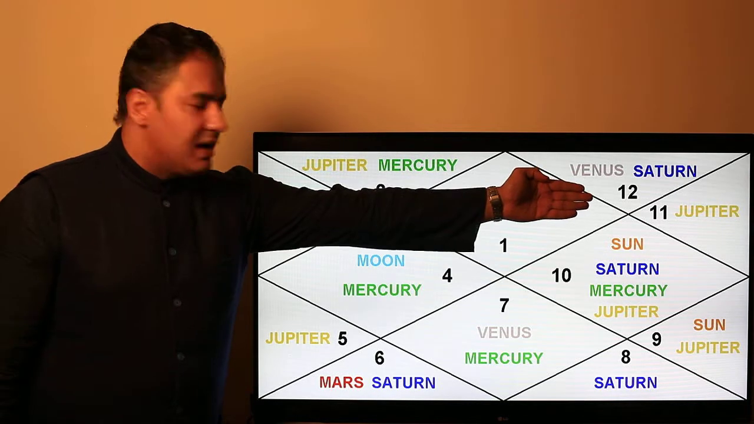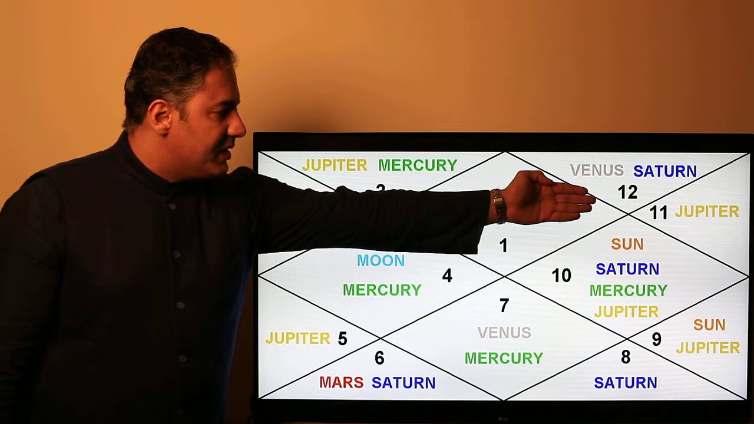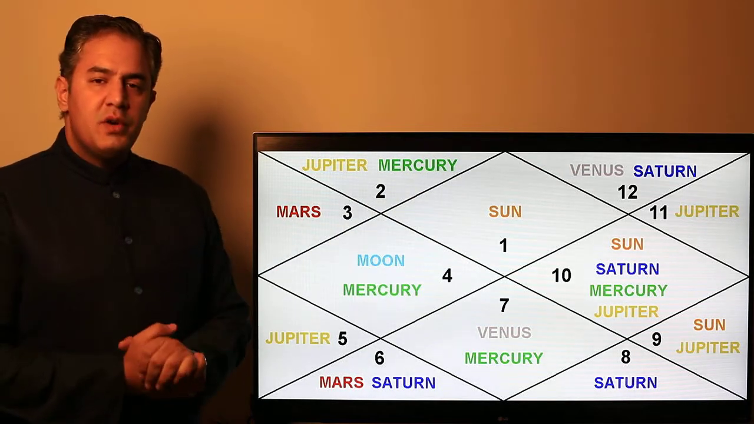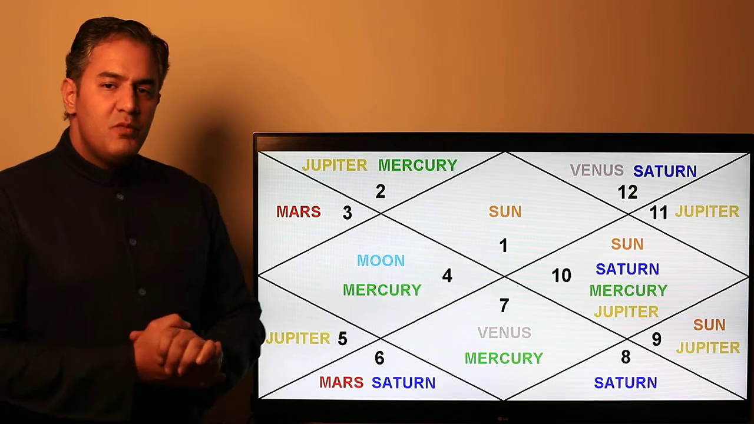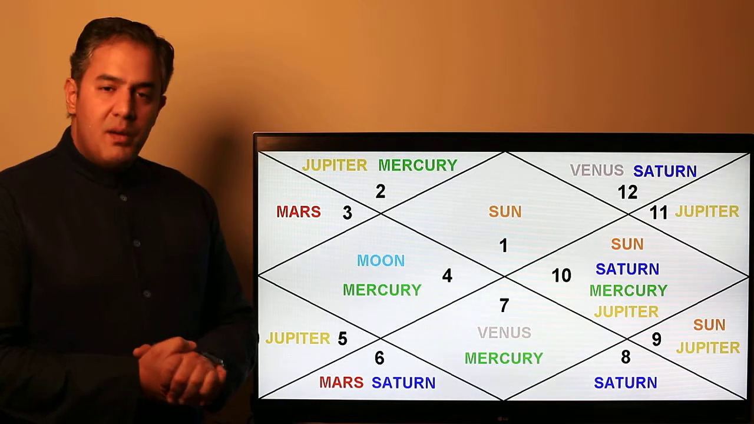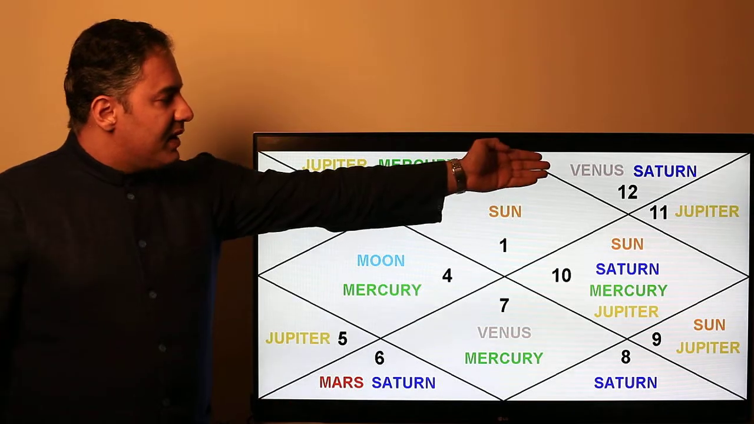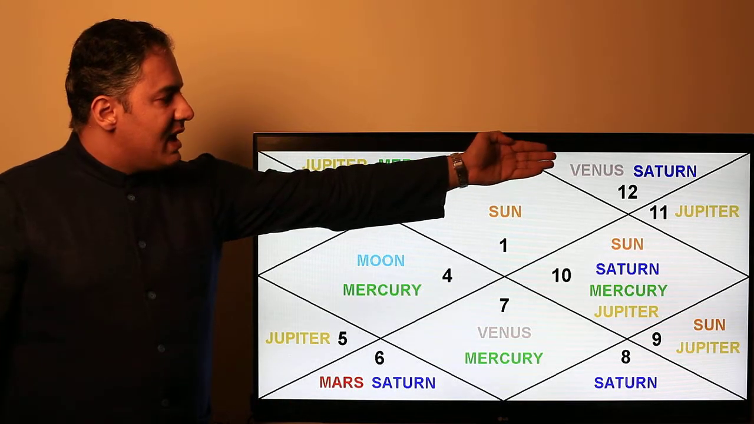The fixed significator of 11th house is Jupiter, because Jupiter represents wealth. 11th house is also your income. If there is a problem with the Jupiter, then there will be a problem with your income. The fixed significator of the 12th house is Venus and Saturn.